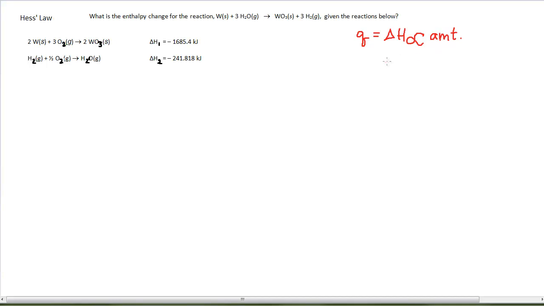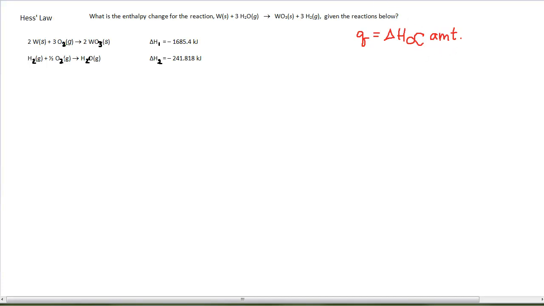In the previous video, we said that if we took the coefficients of everybody in our reaction and we halved them, then our delta H, our enthalpy change for that reaction with half the coefficients, was actually half the amount.